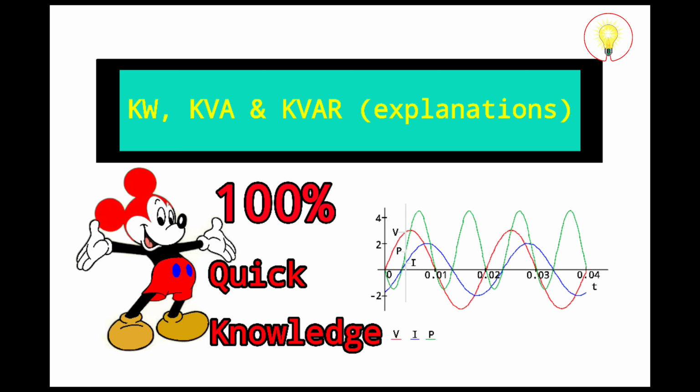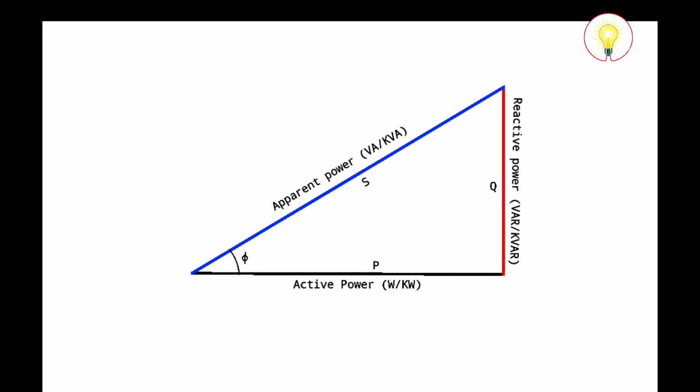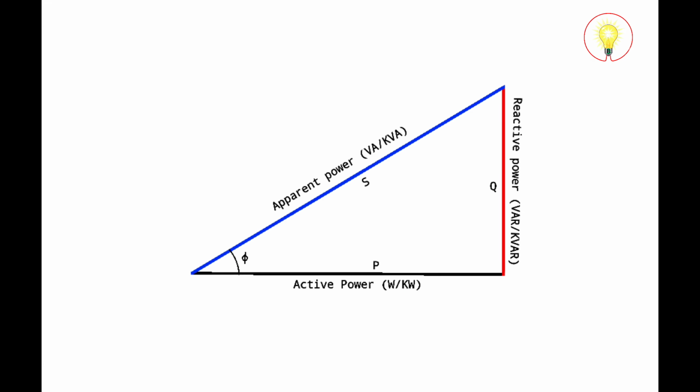Today in this video I am going to discuss the difference between kW, kVA and kVAR. First of all, look at this vector diagram. Here the blue line of this triangle indicates apparent power, the red perpendicular line indicates reactive power, and the black line indicates active power.